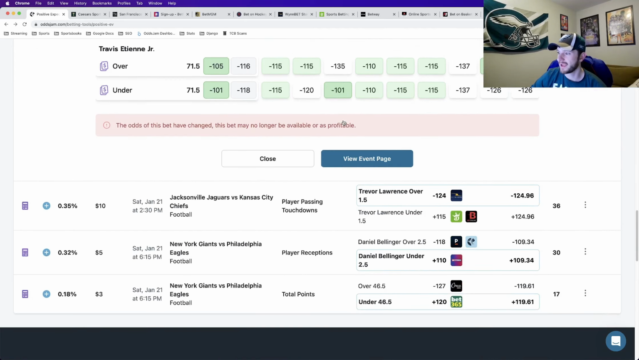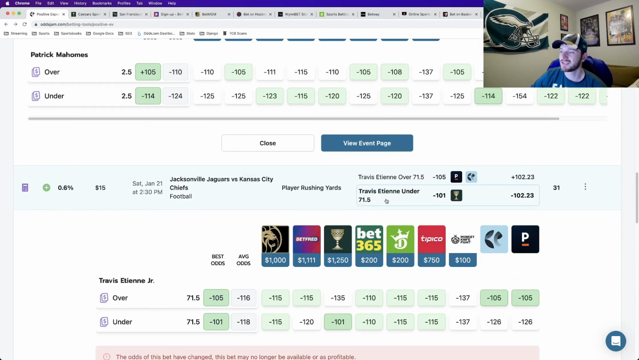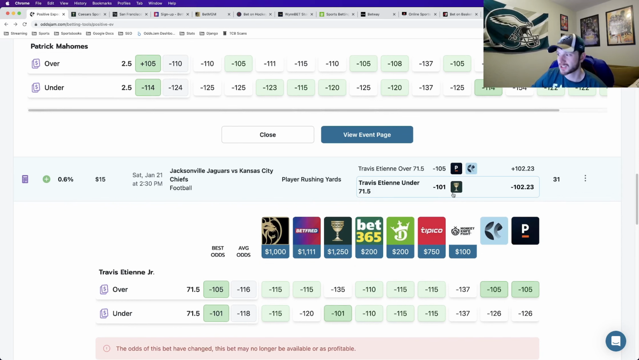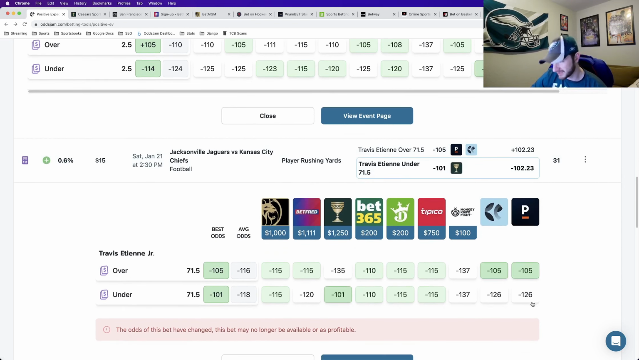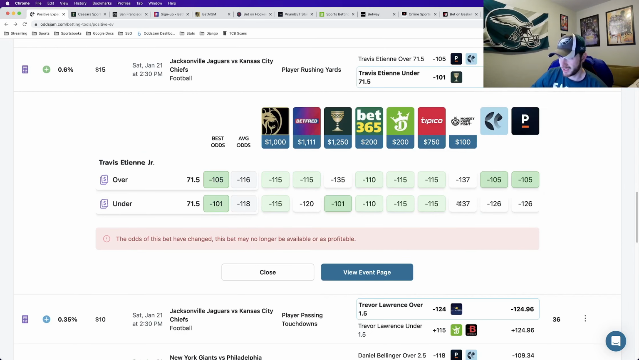Play number four, and my last one, Travis Etienne under 71.5 rushing yards. This is at -101 at Caesars. For whatever reason, it looks like the sharp books are fading Etienne, both his rushing and receiving for this Chiefs-Jags game. So I'm trusting the data, going to go ahead and lock it in. Pinnacle heavily favoring the under. Betfred slightly favoring the under. Every other book has it at pretty much 50-50, which is essentially what we're getting.